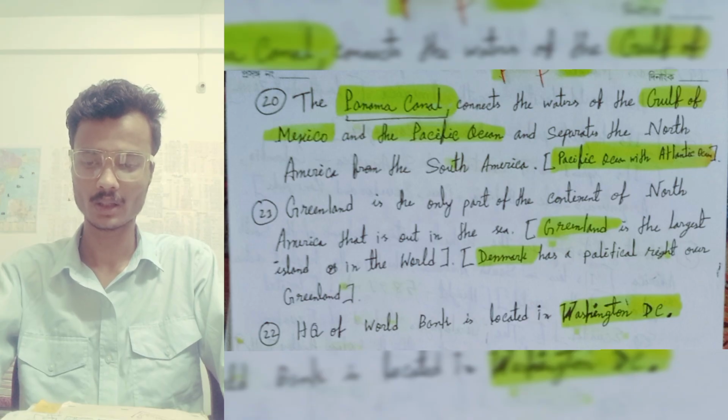Number 21. Greenland is the only part of the continent of North America that is out in the sea. Greenland is the largest island in the world. Denmark has political rights over Greenland. Number 22. The headquarters of the World Bank is located in Washington DC.